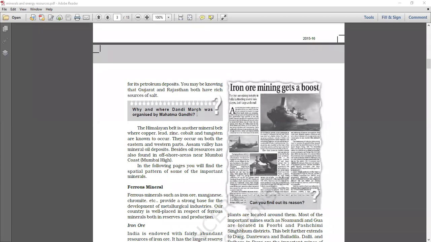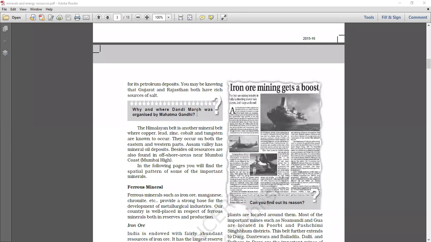On 12th March 1930 it started from Sabarmati Ashram. The journey to Dandi was started by whom? Mahatma Gandhi. That was organized by Mahatma Gandhi and joined by 78 volunteers of Mahatma Gandhi. So what was the reason why it was organized? It was organized to break the salt law.